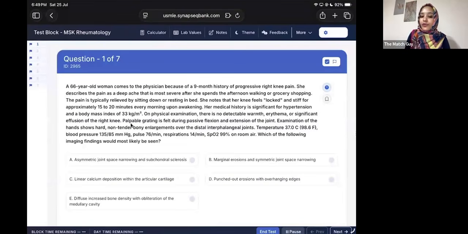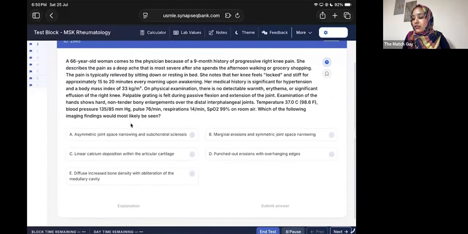Okay, first off, you always want to read the final end of the question. Which of the following imaging findings is most likely going to be seen? So now we know we just want to reach the diagnosis to look at the imaging finding. A 66-year-old woman comes to the physician because of a 9 month history of progressive right knee pain. She describes the pain as a deep ache that's most severe after she spends the afternoon walking or grocery shopping. The pain is typically relieved by sitting down or resting in bed. She notes that her knee feels locked and stiff for approximately 15 to 20 minutes every morning upon waking up.